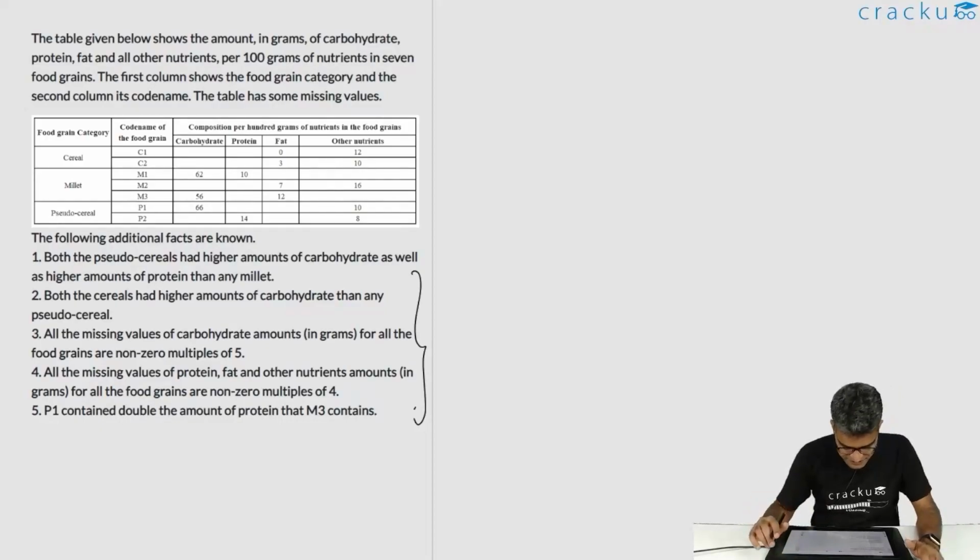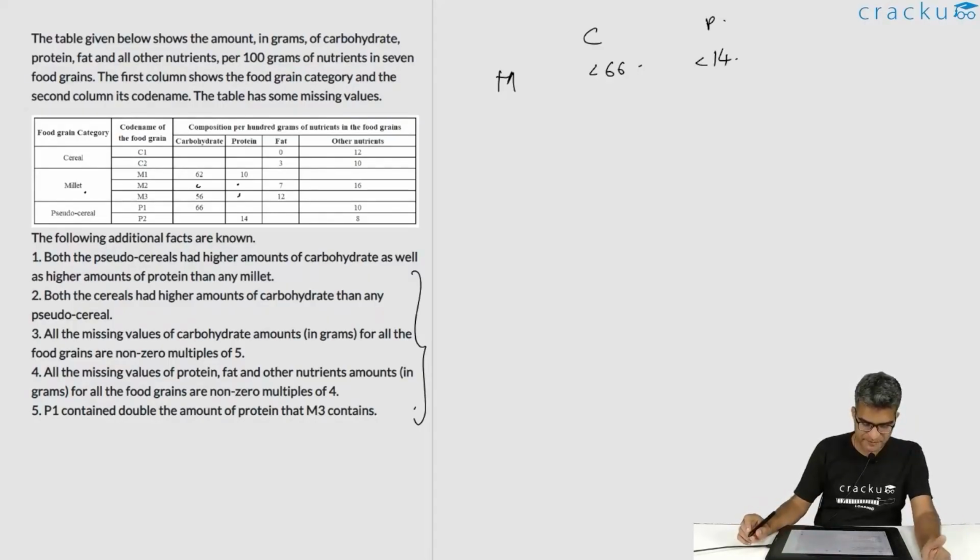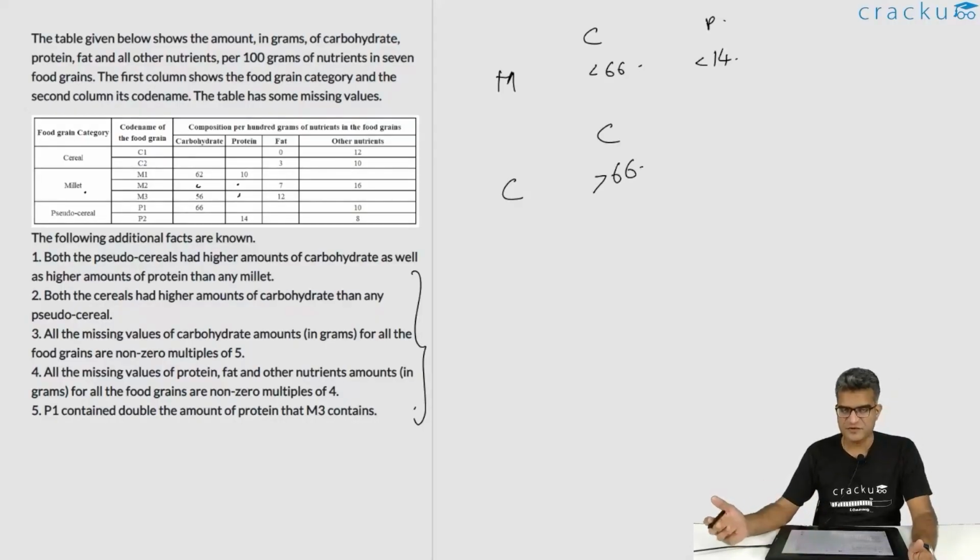We are told that both the pseudo cereals have higher amounts of carbohydrates as well as higher amounts of protein than any millet. So millet has lesser carbohydrates over here. If you're looking at millet, the carbohydrate is less than 66 at least, and the protein is less than 14. Because we know that there is one pseudo cereal P1 which has 66 carbohydrate, and there is one pseudo cereal P2 which has protein which is 14. Similarly, both the cereals have higher carbohydrate than any pseudo cereal. So the carbohydrate is definitely greater than 66, because we know that one of the pseudo cereals has carbohydrates of 66. We're just keeping track of the information.